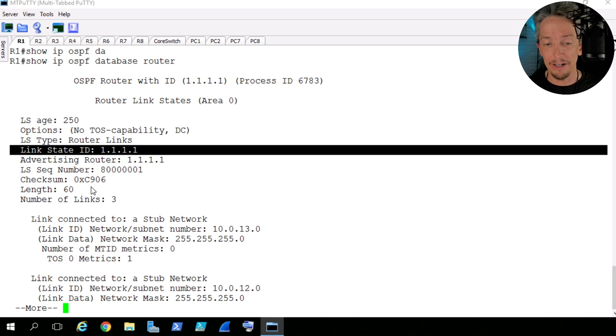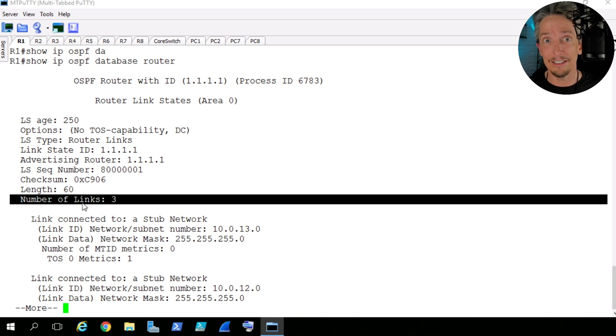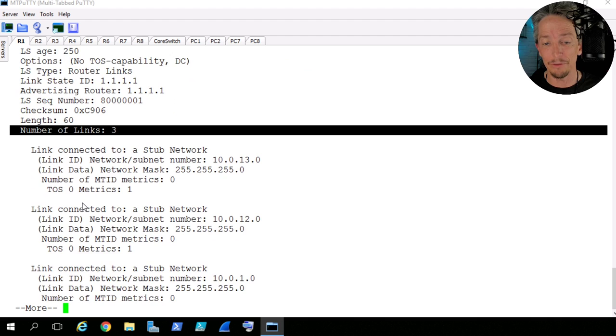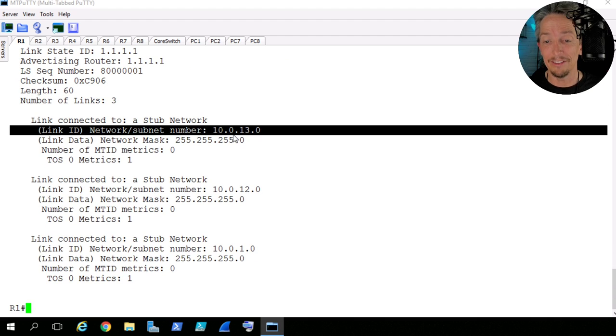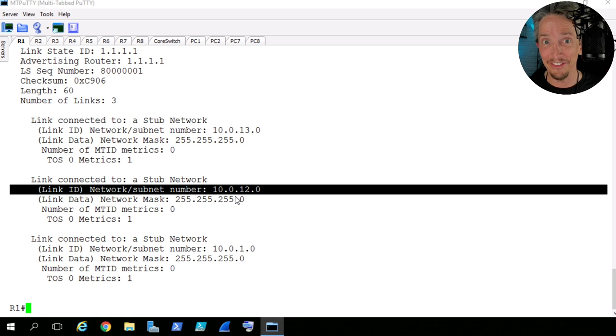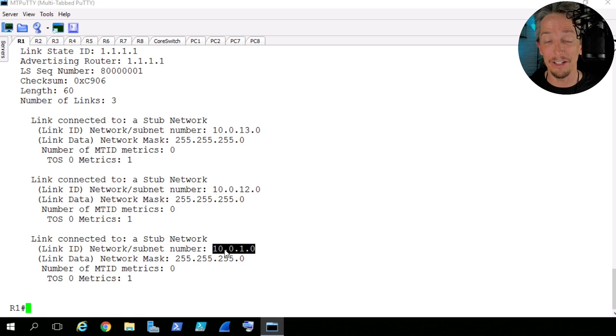And then it talks about, hey, I've got 3 links in this detail of this link state advertisement, this router LSA, and here they are. I've got this network, 10.0.13. I've got this network, 10.0.12. And I've got this network, 10.0.1. And it has the mask included. That's all great. And look what it's saying right here.